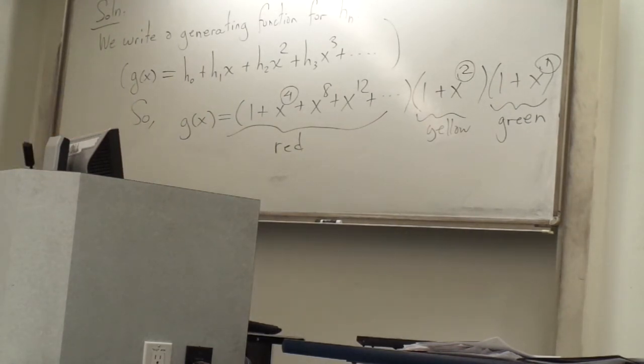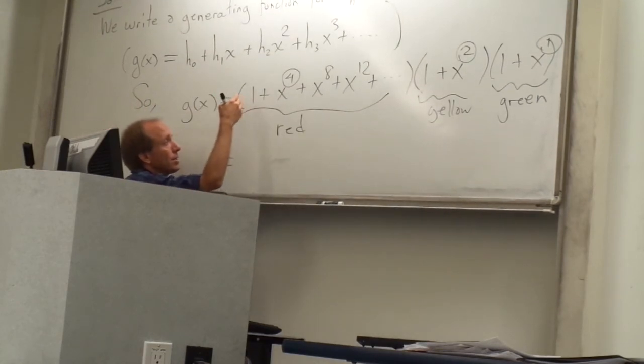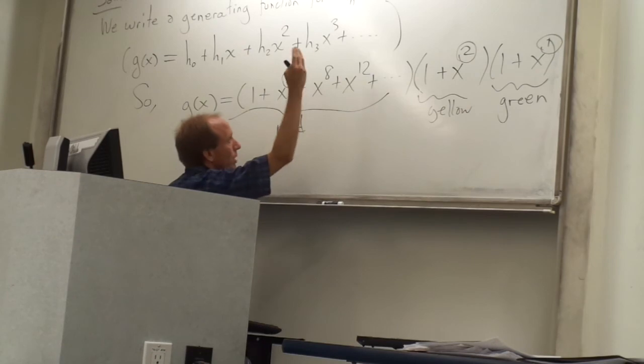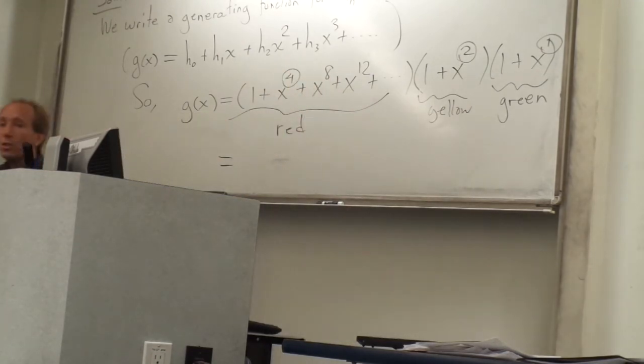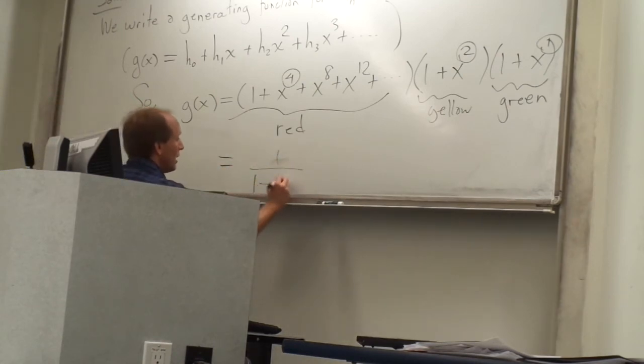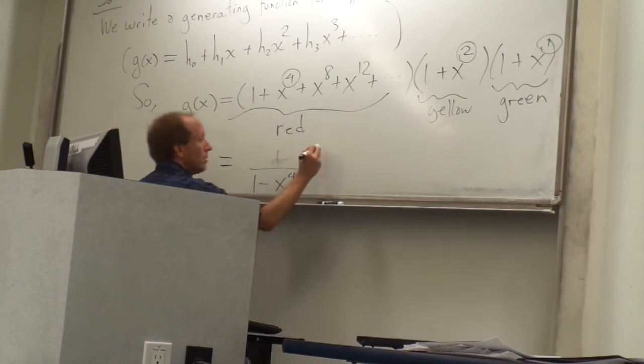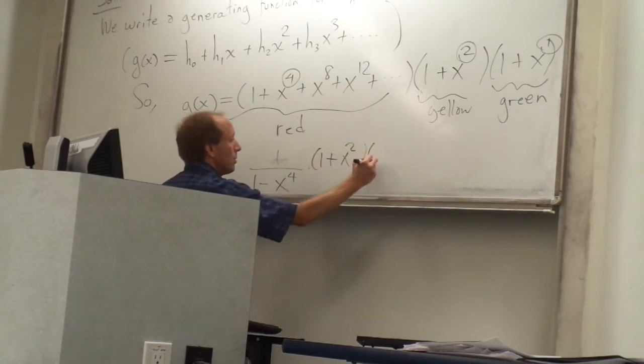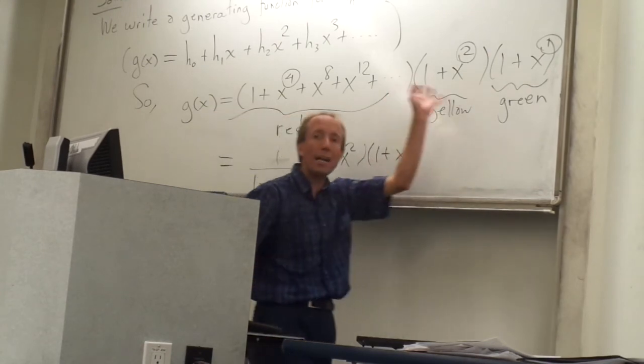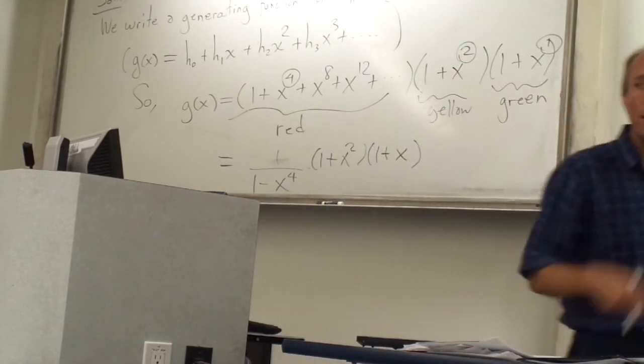This kind of expression is very easy to simplify, and everybody just needs to make sure they know how to do that. So for instance, this red piece right here, this is really just the same. This is like 1 plus y plus y squared plus y cubed and so on. It's the standard power series, the number one most important power series in the whole world, except that I've replaced the x with x to the 4th. So this becomes 1 over 1 minus x to the 4th times 1 plus x squared times 1 plus x. The second and third factor don't bother me because they are finite.